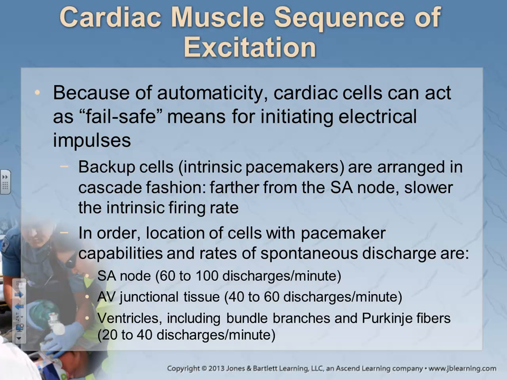The SA node has an intrinsic rate of 60 to 100. That's what normally paces. If the SA node fails, the AV node will pick up. That's 40 to 60. The problem with the AV node is that the atria is really not going to get a pump, right? Because where's the AV node? It's right here, right above the ventricle.